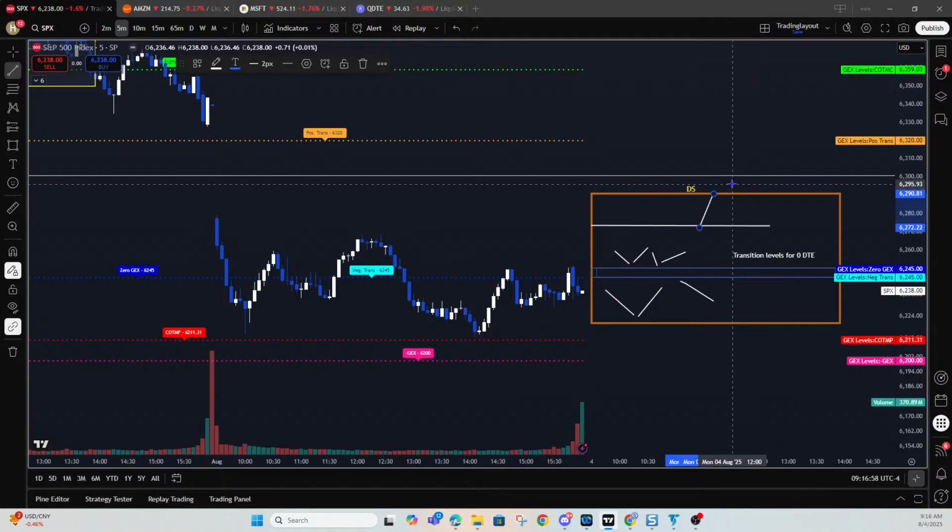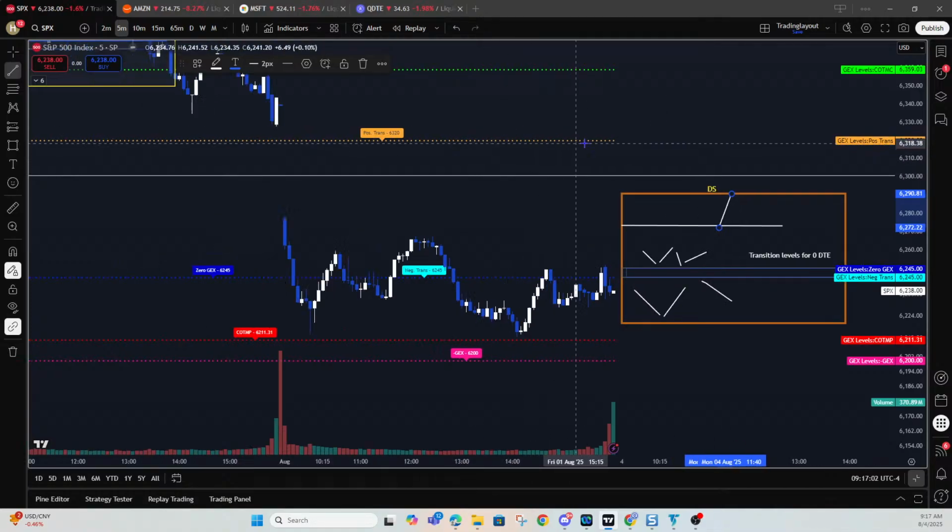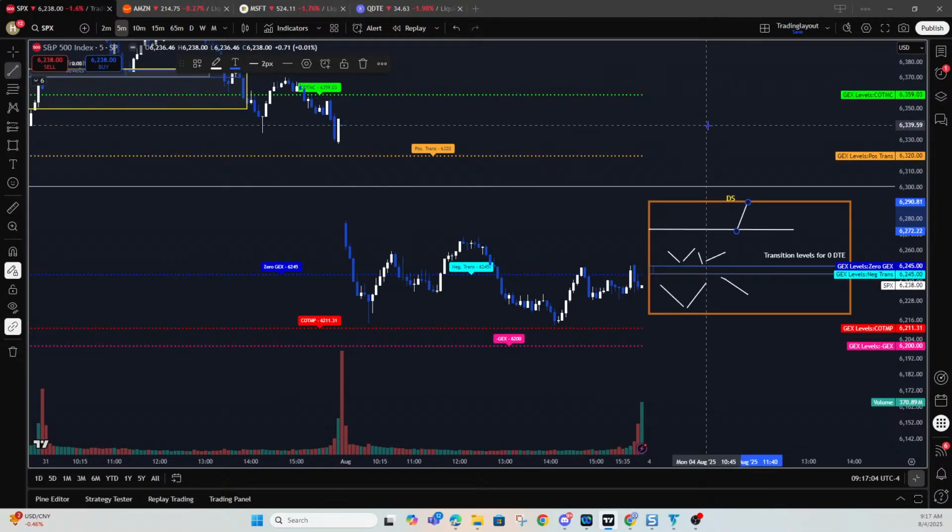And if we're above the drunken sailor range in 6,300, we'd be looking up towards the 63.20 level, and then all the way up towards 63.50, which is going to be a key level to the upside. So hopefully that helps everybody for today.